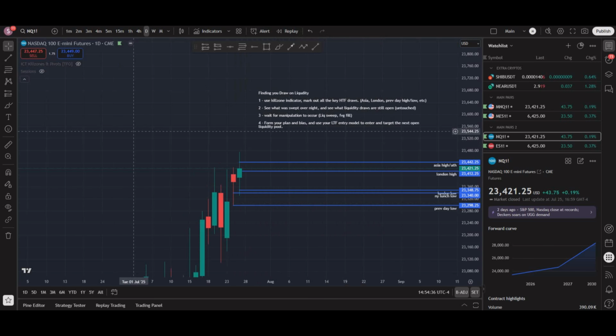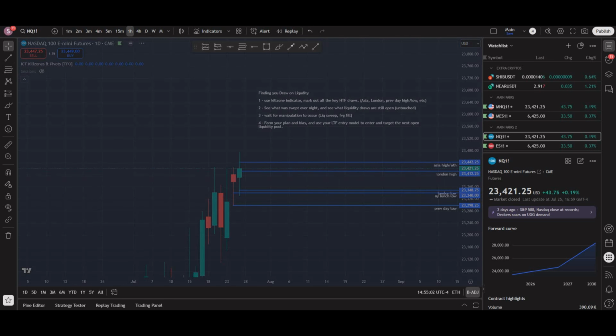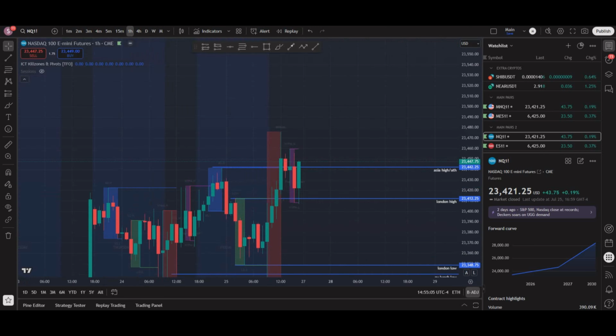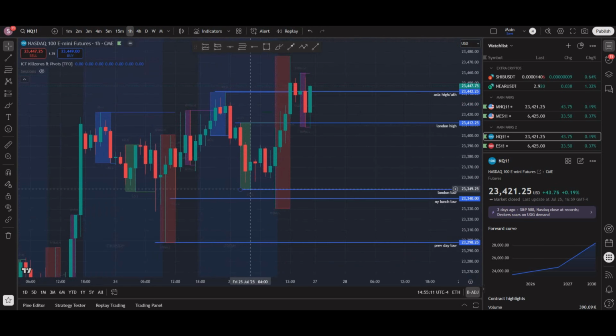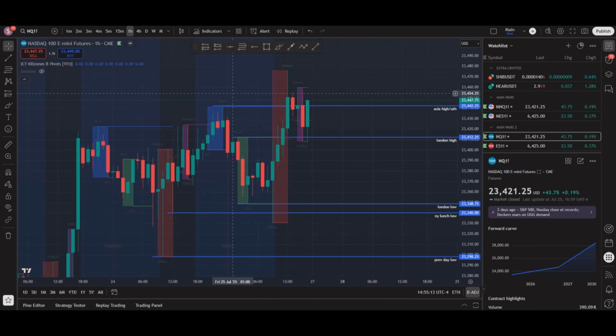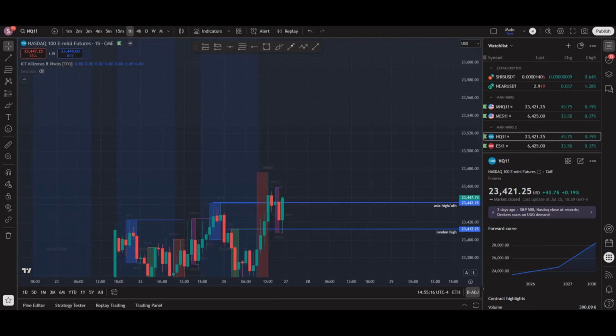So finding your draw on liquidity, let's go over these points I have put down on the chart. You're going to want to use the kill zone indicator. You're going to want to mark out your higher time frame draws on liquidity, which is going to be your Asia highs and lows, your London highs and lows, your previous day highs and lows, and then your New York AM, lunch, New York PM, all that stuff. Just mark all the important draws on liquidity, right? To turn the indicator on, all you're going to do is hit this I button right here, and as you're going to see, for example, this is New York AM low, this is London low, this is London high, this is Asia high, whatever, right? Pretty simple indicator to use.